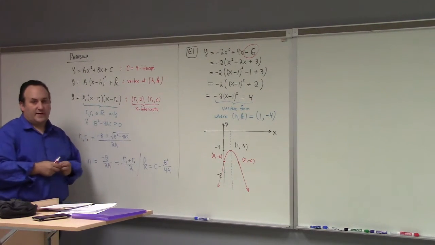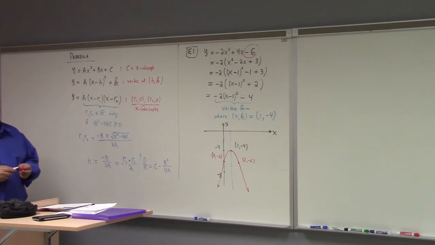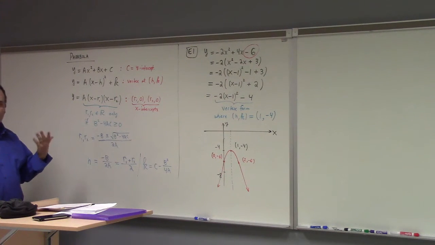Y equals -2x² plus 4x minus 6. Now, x-intercepts are no help for this graph, are they? Because this is a prime quadratic. So there's no x-intercepts at all, right?